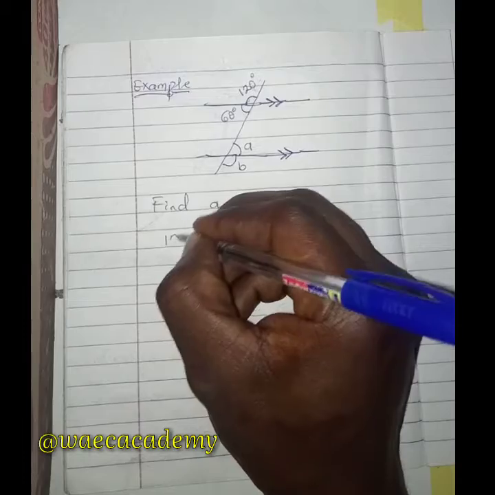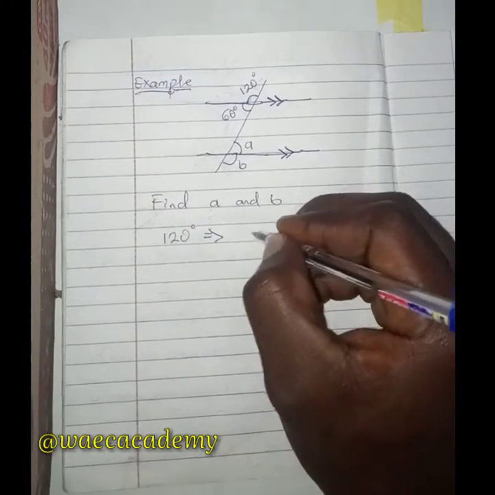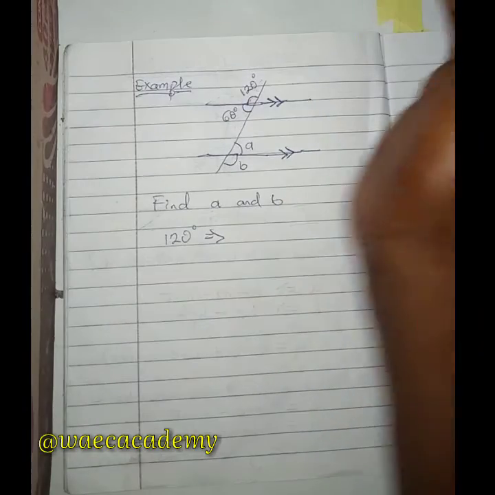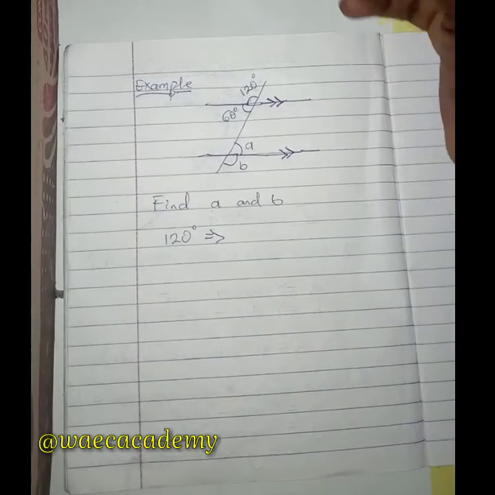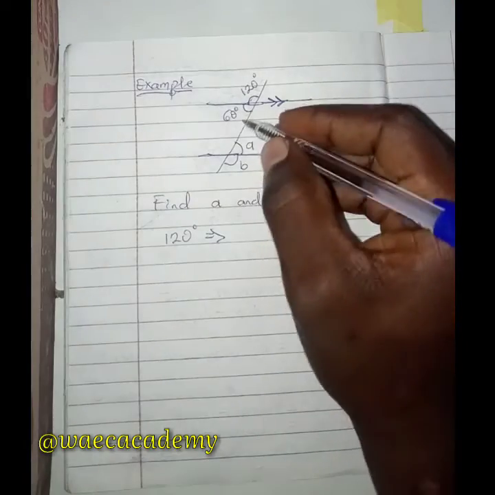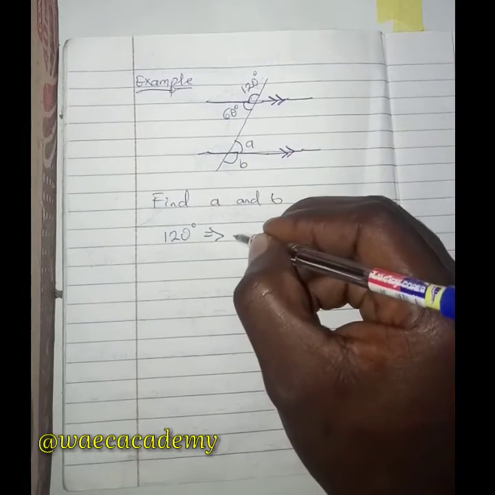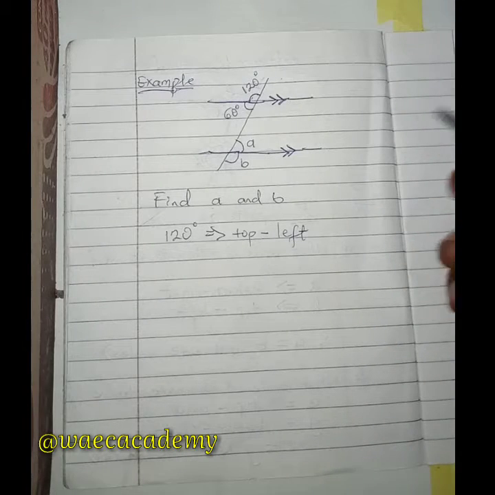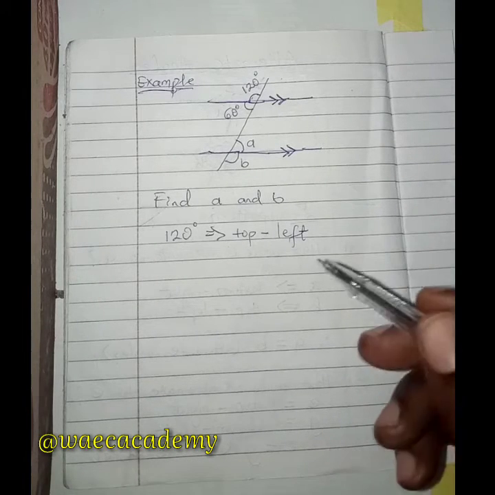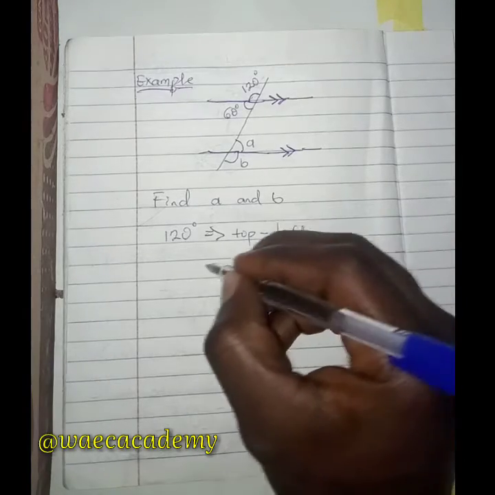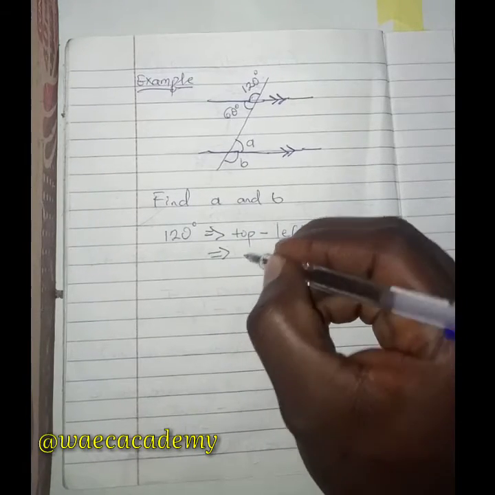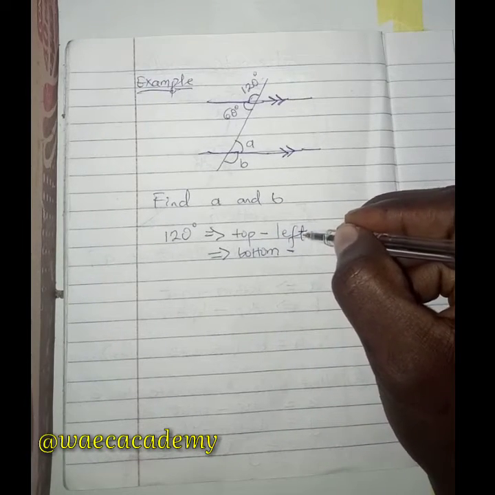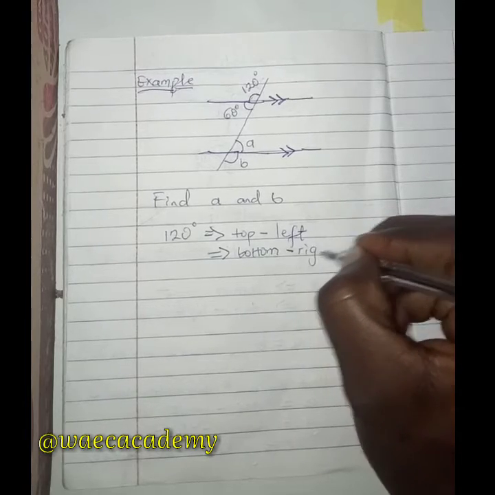So we have 120 degrees. What position is it in? It's on the first parallel line, of course. It's on the top and on the left. So it's top, left. Whatever is going to be alternate to that has to be on the opposite side, on the second parallel line. We don't know what it is, but it has to be on the bottom, because the opposite of top is bottom, and the opposite of left is right. So it has to be on the bottom right.